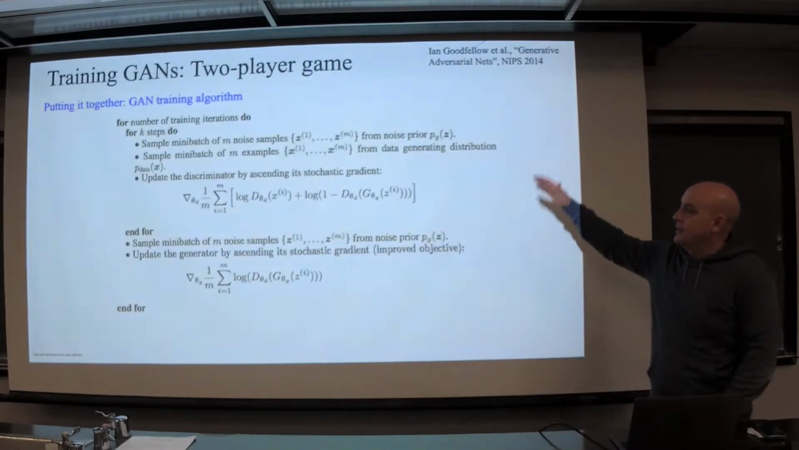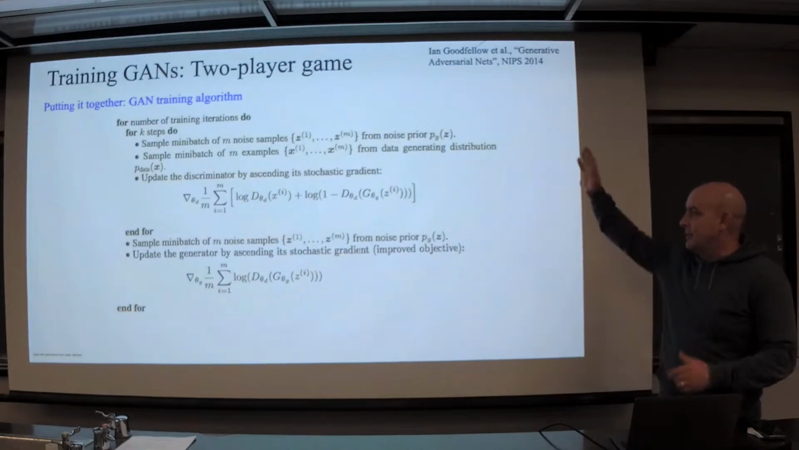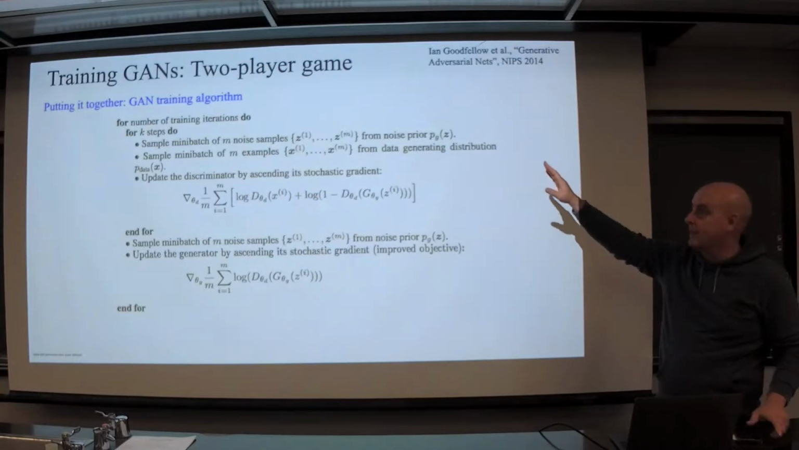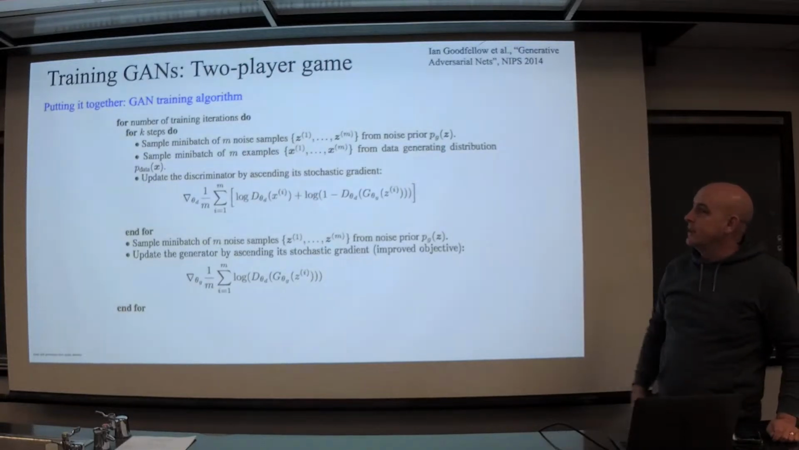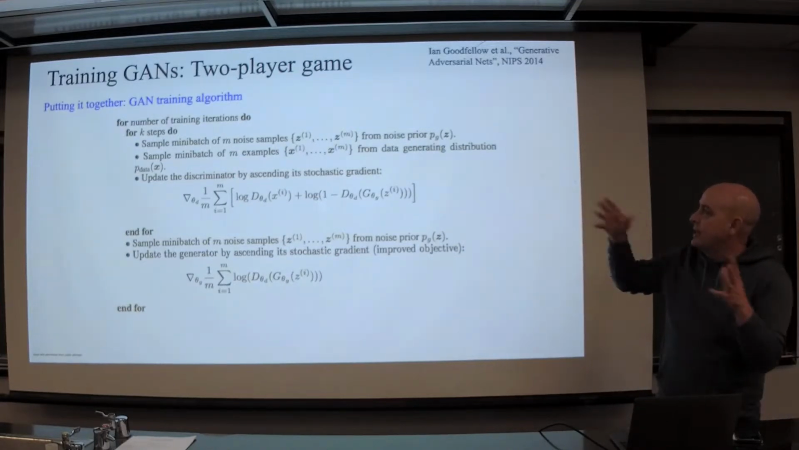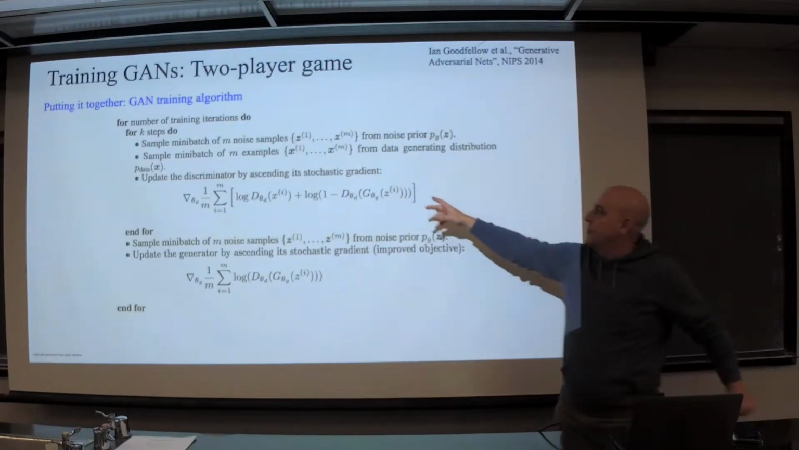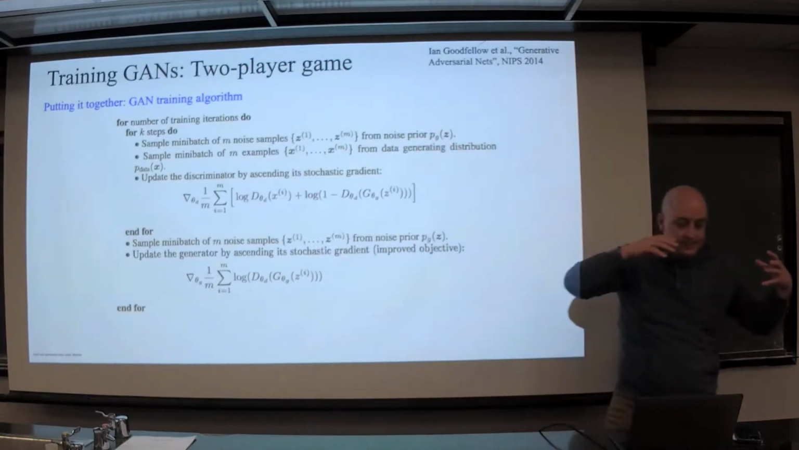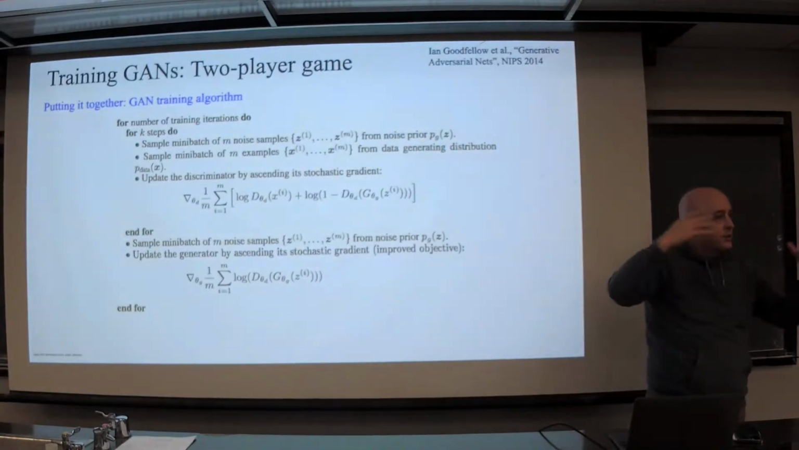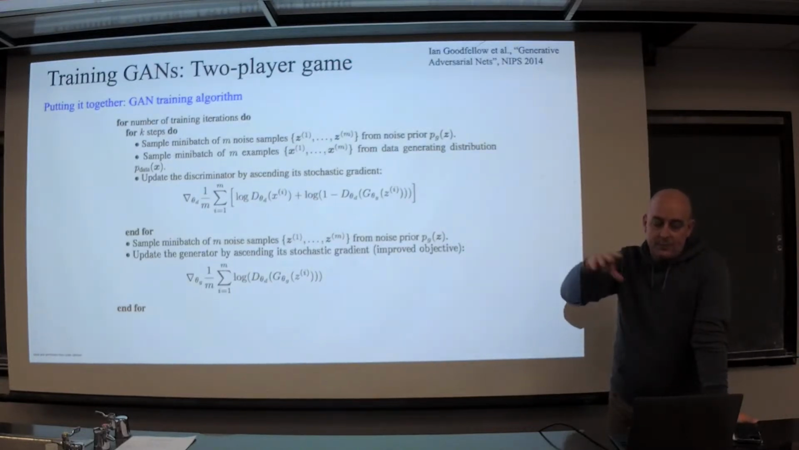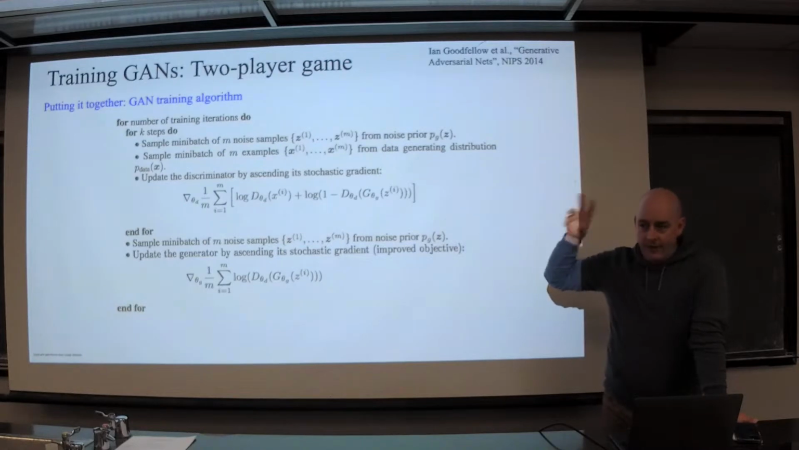This is some pseudocode for how these things are trained. We talked about it, but here it is in words. For every training iteration we go through, for k number of steps, we're going to sample some noise from our noise prior. This is the distribution on our latent space, a uniform distribution or a Gaussian distribution. That gives us samples that we're going to transform into fake or generated images.